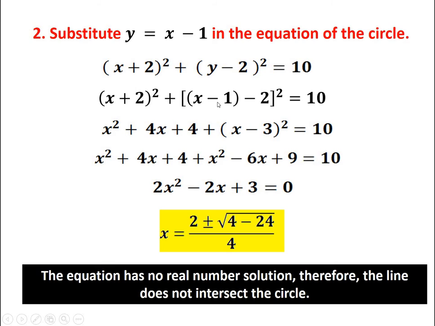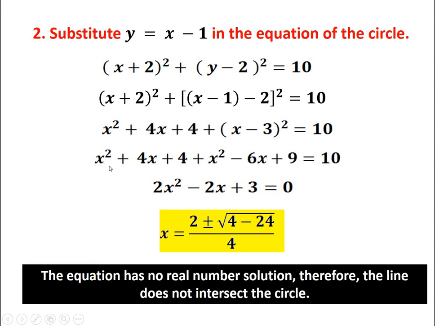Simplify first inside. So negative 1 minus 2 is negative 3. So we landed with x minus 3 squared equals 10. And express this one into trinomials. We have x squared, 2 times 2 times x, 4x, then 2 times 2 is 4. And also, this part, express that in a trinomial. So we have x squared, negative 3 times 2x, negative 6x. Then negative 3 times negative 3 is positive 9.